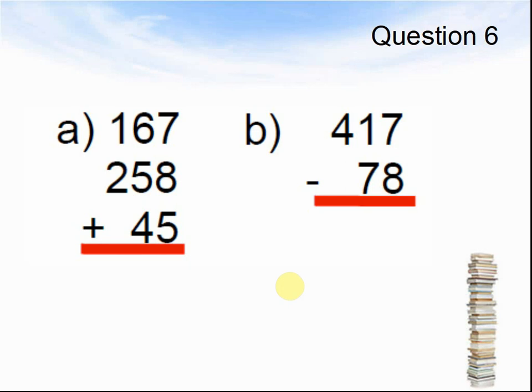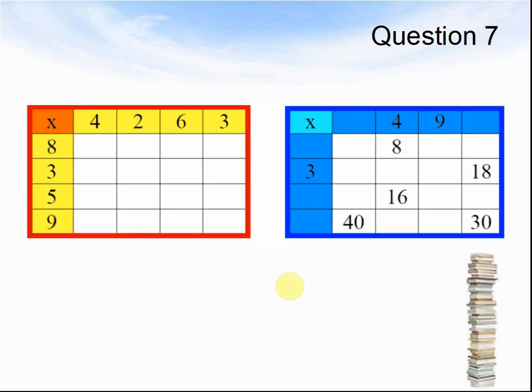Here comes question 7. This time you are looking at multiplication. The first, the yellow and orange grid, is quite easy because it is just 8 times 4 is something. 8 times 2 is something. 8 times 6 is something. 8 times 3 is something, and so on till you fill in all the white squares. The blue grid is a bit trickier because it now goes 4 times something makes 8, as well as 3 times 4 makes something.